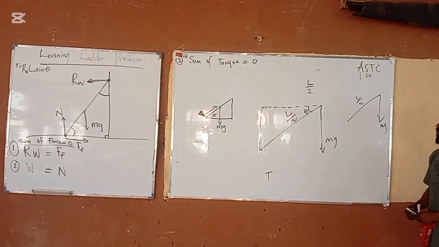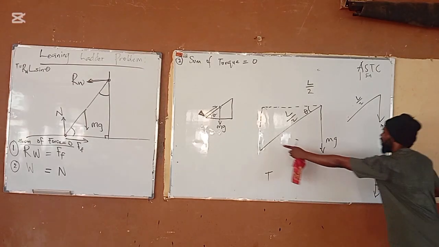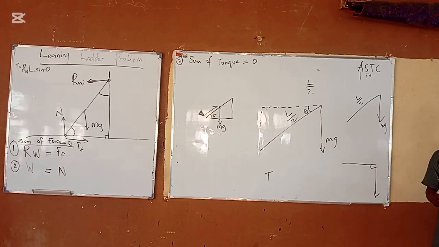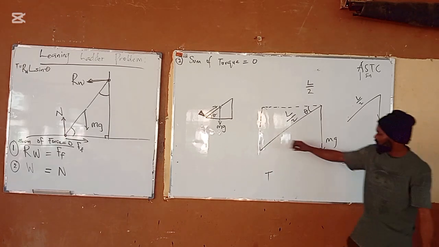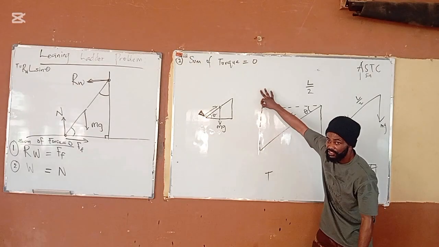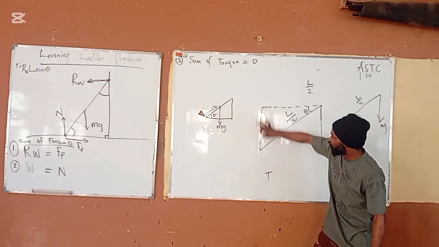My business now is, how do I make this mg to be here and this L over 2 to now be this way? Because I need 90 degrees. And why do I need 90 degrees? Because that is what torque is all about. It's torque I'm finding. Torque is the product of perpendicular distance and force, or perpendicular force and distance. So if I take this thing now to the horizontal axis, notice that I will be closing this angle.